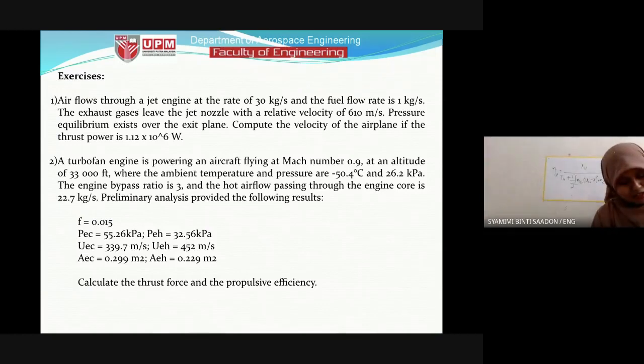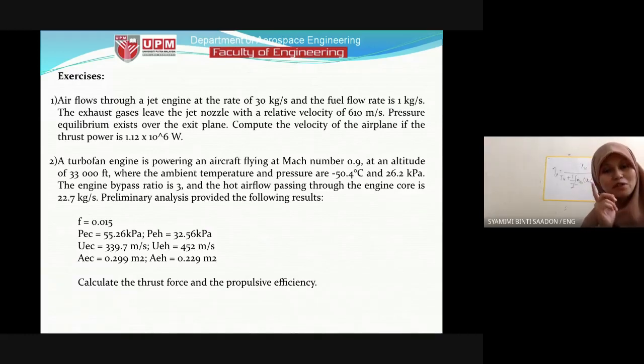So for propulsion, the main performance parameters that we usually use are thrust and propulsive efficiency. So those are the main performance parameters. There are others, like I've mentioned in the slides, like specific impulse and specific thrust. Another one is TSFC, the thrust specific fuel consumption. There is another important parameter also for a jet engine.